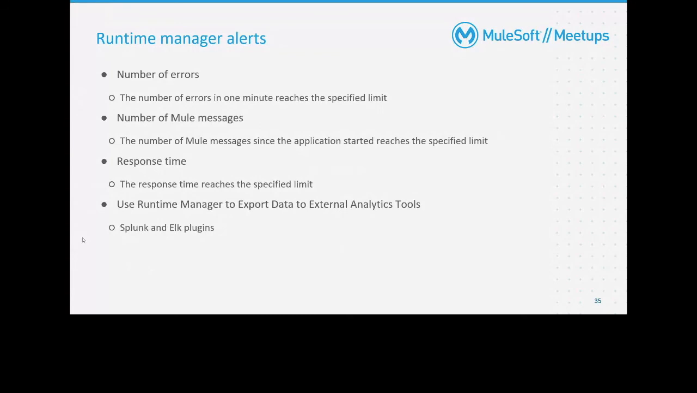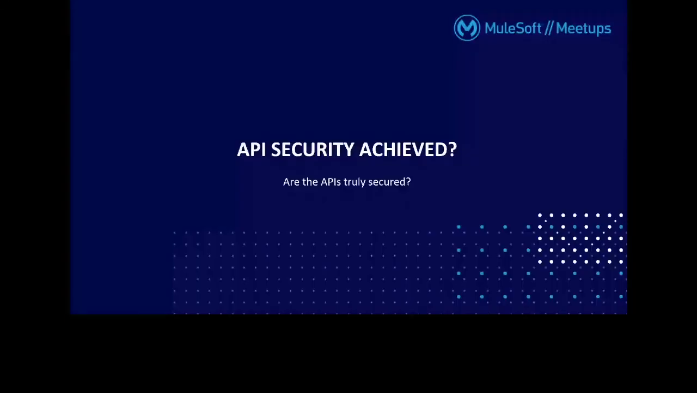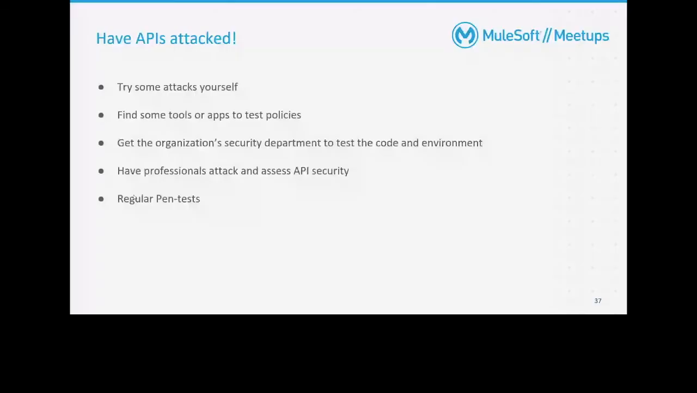It is the design, the policies, and also monitoring and detecting if there's anything going wrong there. The big question after all of this is, have we achieved API security? How do we know that APIs are truly secured? It's something that you have to see. One thing is to have the APIs tested for security, but you can also have the APIs attacked by some professionals or some companies who are specializing in this.